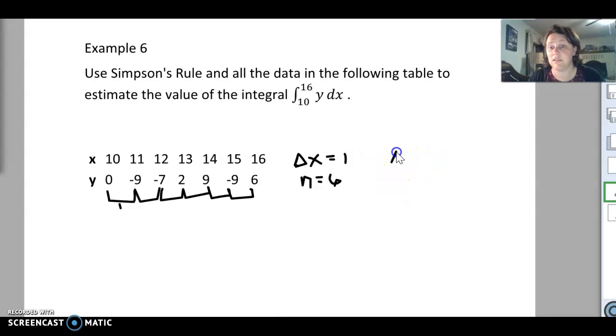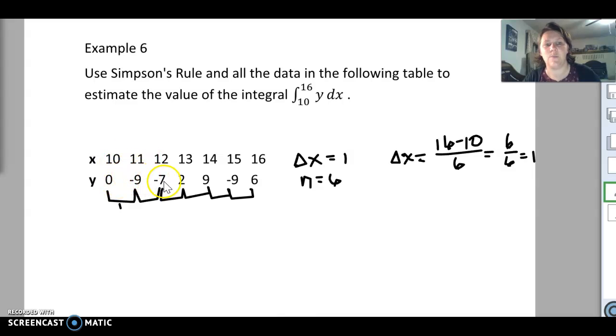We could have done delta x as b minus a over n. You should get the same answer: 16 minus 10 over n, which is 6, so that would be equal to 6 over 6, which is 1. So either way that you come up with that answer, just be really careful that you're paying attention to how many subintervals there are. So we are going to use Simpson's rule on this one.